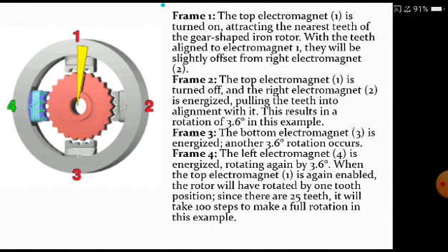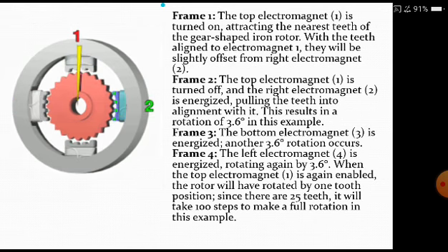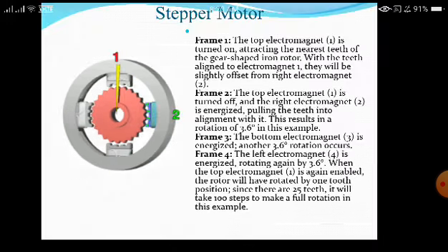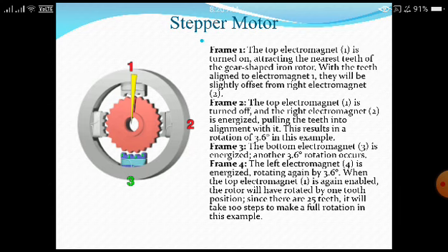When the top electromagnet 1 is enabled again, the rotor will have rotated by 1 tooth position. Since there are 25 teeth, it will take 100 steps to make a full rotation in this example. So as you can see, the complete energizing of all of these gives a motion of only 1 tooth rotation. That is why it is called a stepper motor. So try to understand clearly how a stepper motor works.